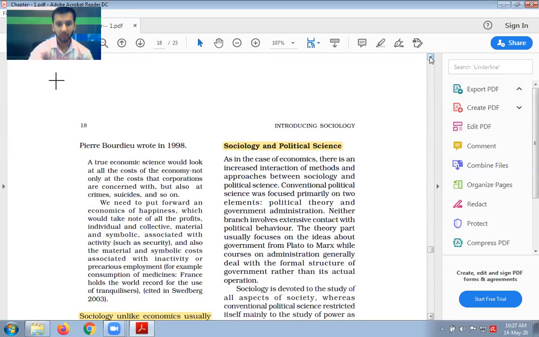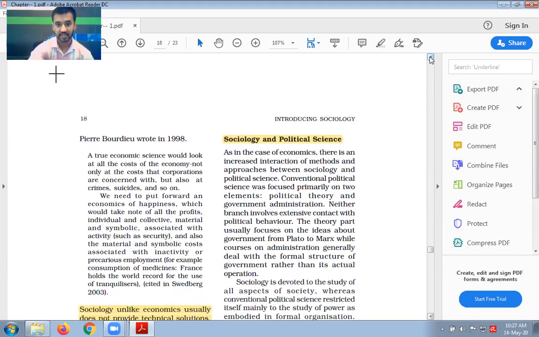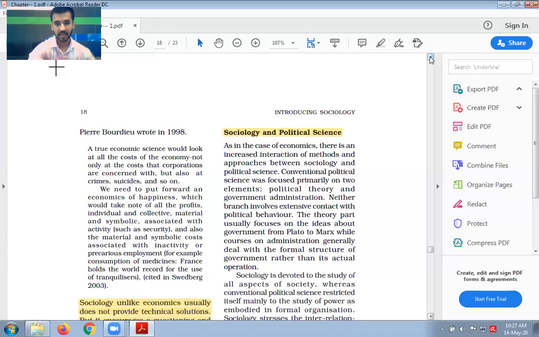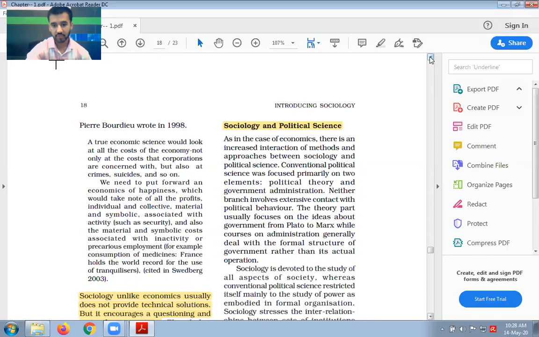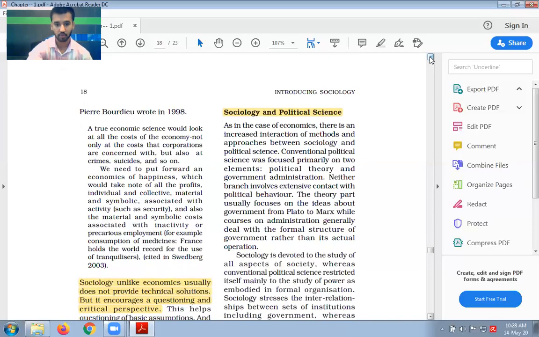As in the case of economics, there is an increased interaction of methods and approaches between sociology and political science. Conventionally, political science focused primarily on two elements: political theory, and government and administration, right? Neither branch involves extensive contact with political behavior. The theory part usually focuses on ideas about government from Plato to Marx, while courses on administration generally deal with the formal structure of government rather than its actual operation.